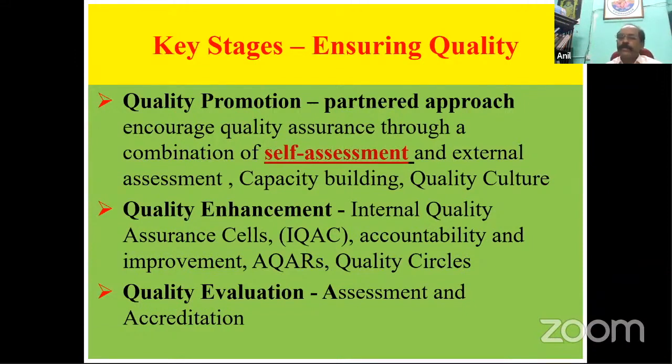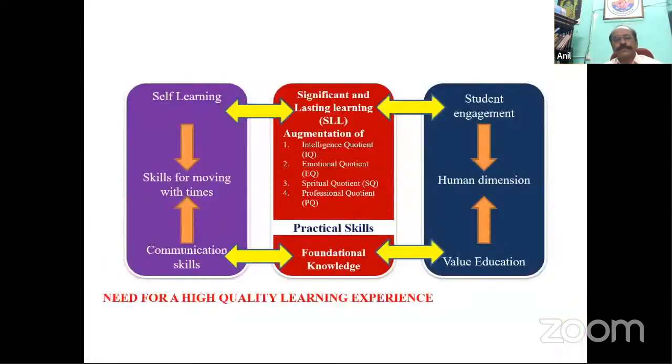So we have to establish quality circles, and we have to see that these quality circles work to their optimal level. And quality evaluation, whether internal or external, must be a continuous evaluation system. So quality evaluation must be implemented, and of course, through automation and ICT, the quality evaluation must be done. These are the key stages to ensure quality education.